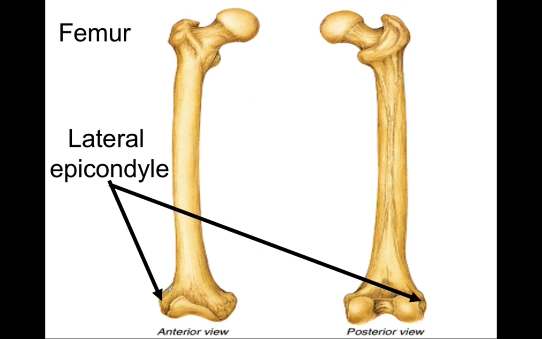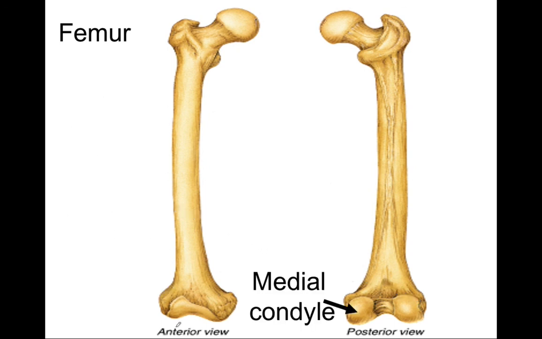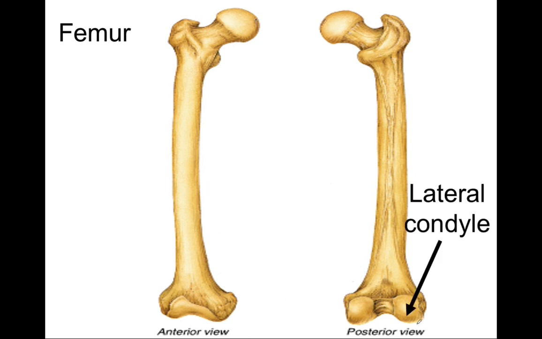Both of these are raised areas next to condyles. Now the femur will also specifically have what's known as the medial condyle and the lateral condyle. You'll see both of these found on either side. This here is the medial condyle, and this is the lateral condyle.